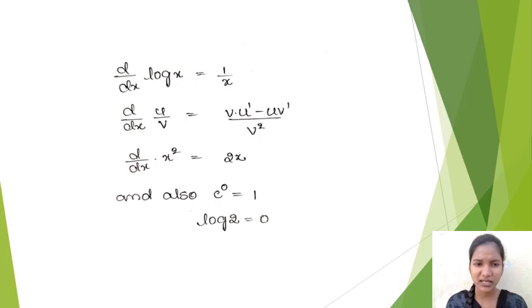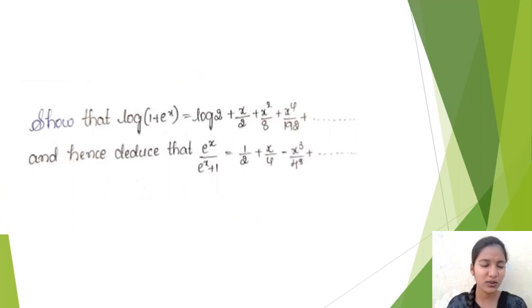Along with Maclaurin's expansion, we also use these formulas: d/dx of log x = 1/x, d/dx of u/v = (v du/dx − u dv/dx)/v², and d/dx of x² = 2x. We also use e^0 = 1 and log 1 = 0. Next we are going to the problem.